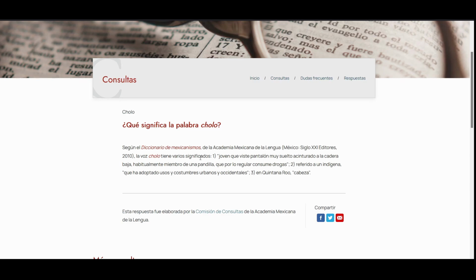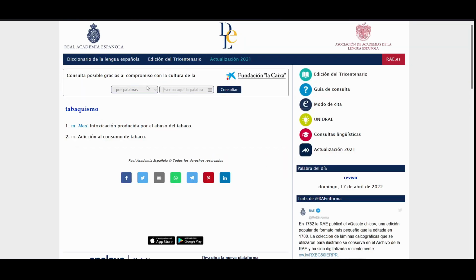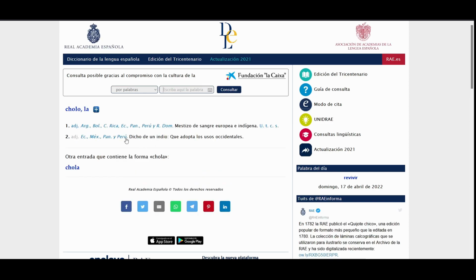It gives you this particular definition. So we're talking about the gang associations, the drug associations, the attire, and then it even says "referido a un indígena." Key difference here. You can tell I was looking up tabaquismo. So if we look at cholo, very different, very different.